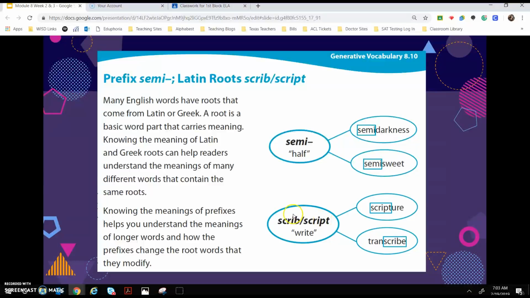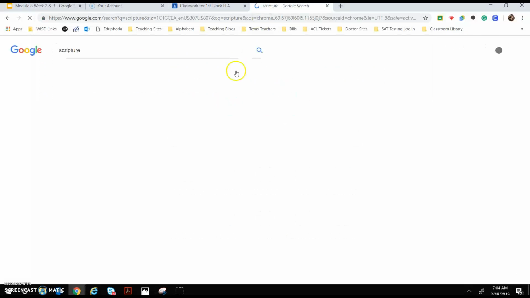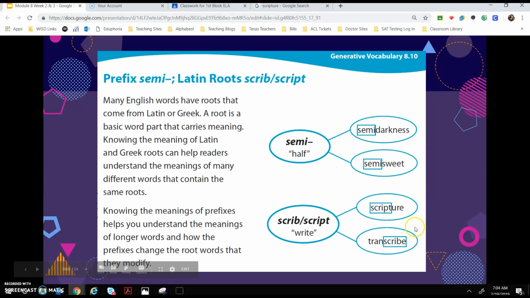Okay, but then when we come over here to scrib and script, this is a Latin root. And scrib and script mean write. So scripture, what is a scripture? Okay. So if you come over here, we can look at what scripture means together. So scripture is the sacred writings of Christianity contained in the Bible. Okay. So that is writing done, and that's the root word here.